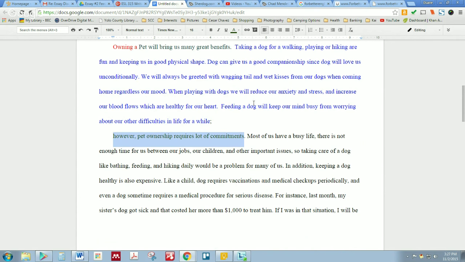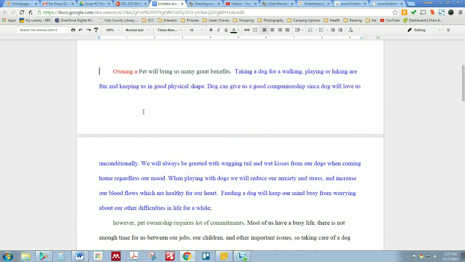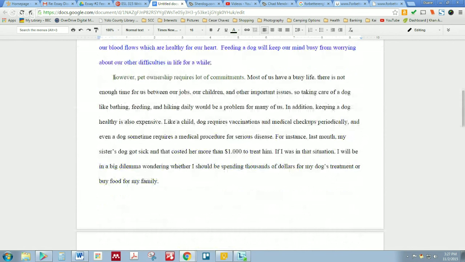So I'll make it green. I know it looks black, but that's okay for now. And so here, now this is all on one page. So owning a pet requires a lot of commitments.